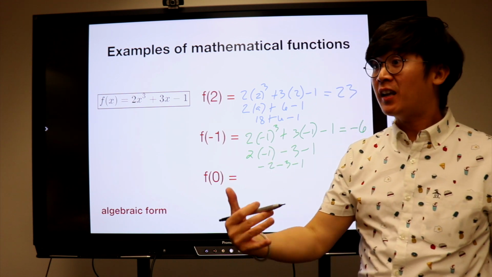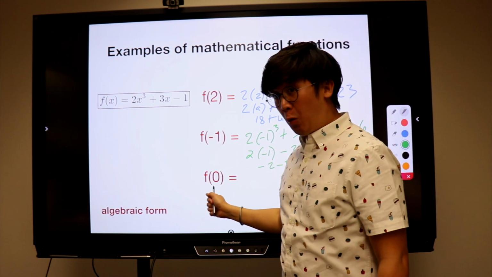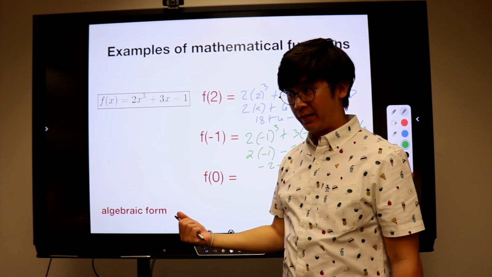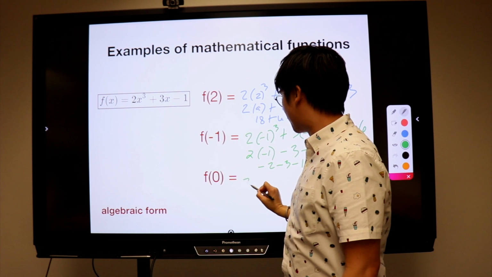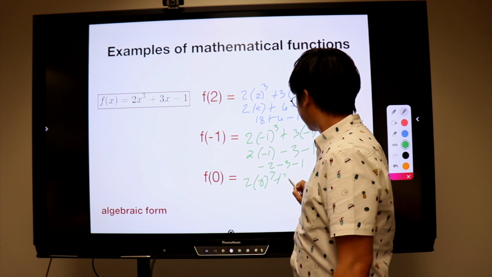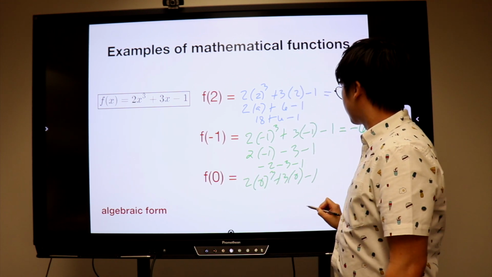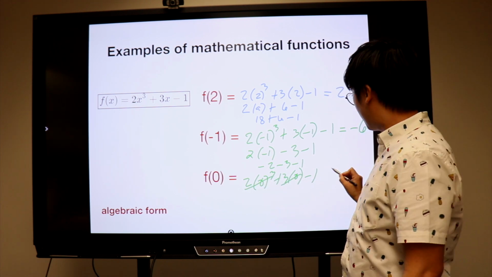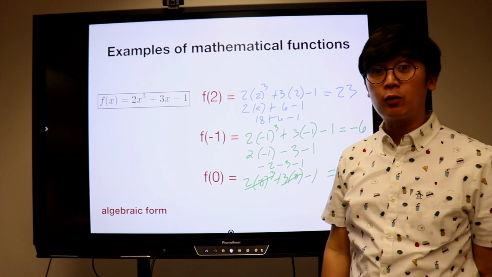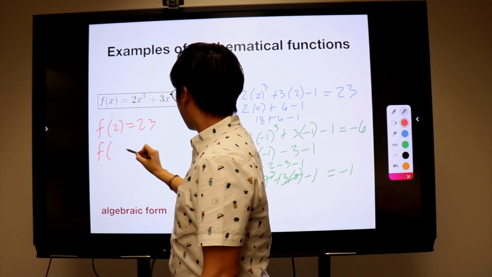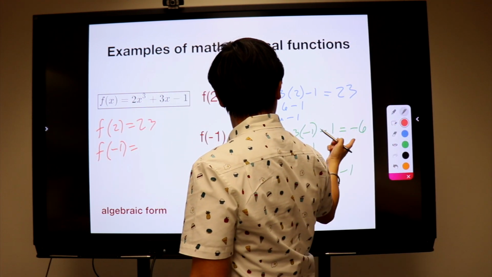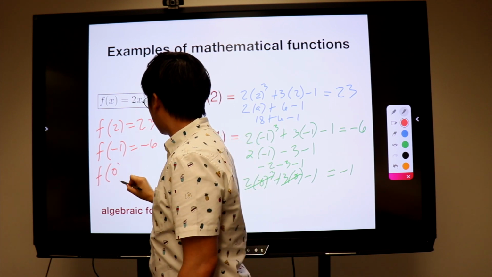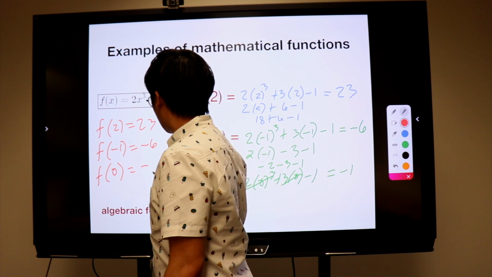No. So this is a common error that most students make. When they see f of 0, or x equal to 0, automatically they'll say, oh, it's 0. That's not right, because this turns into 0, we know that. This turns into 0, we know that, but we know f of 0 is equal to negative 1. F of negative 1 is equal to negative 6. And f of 0 is equal to negative 1.